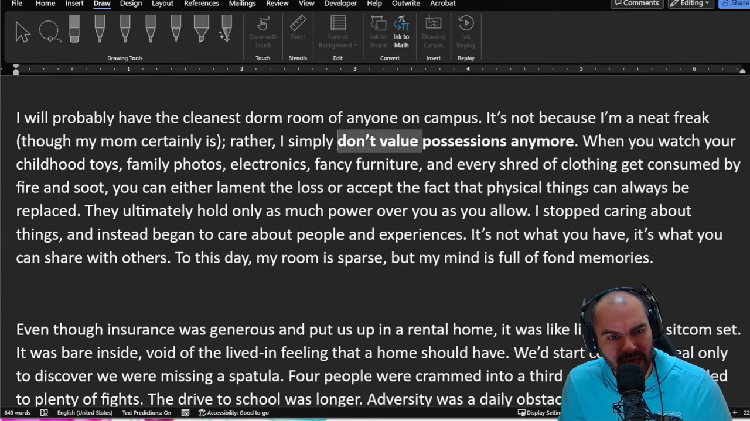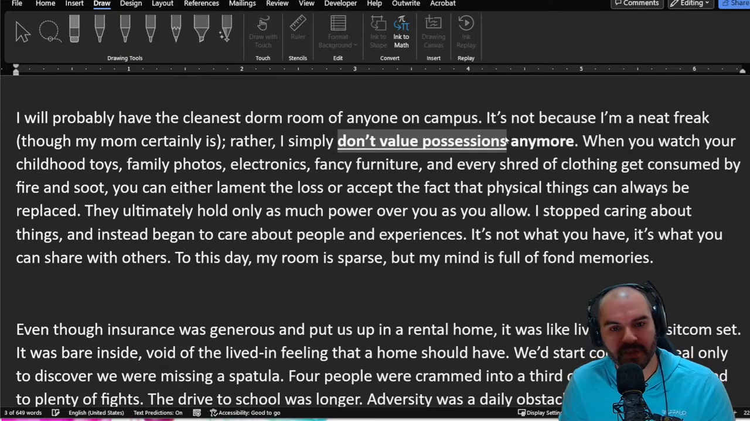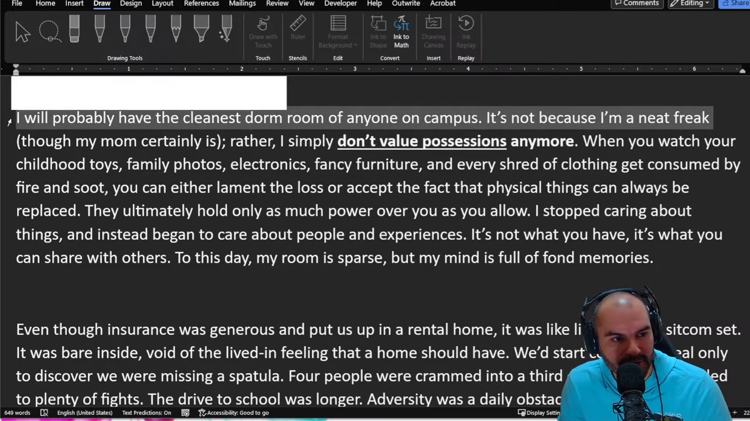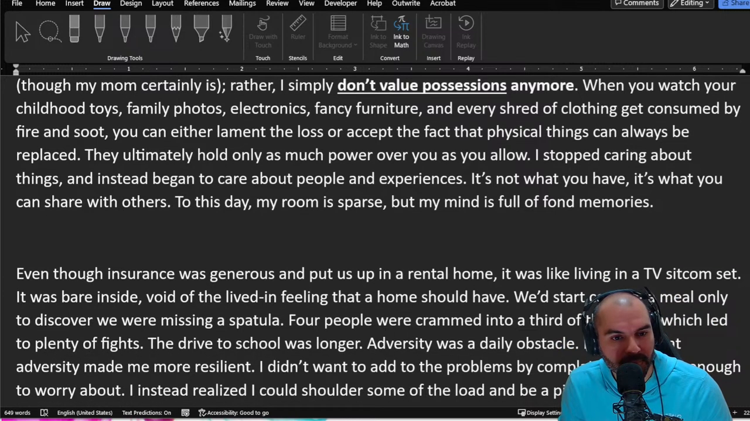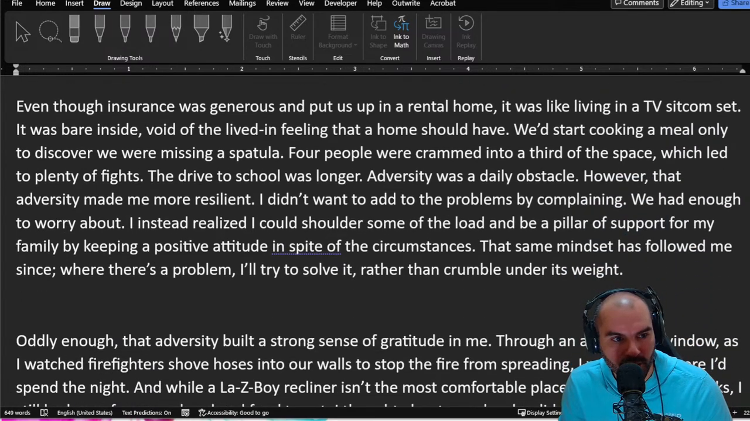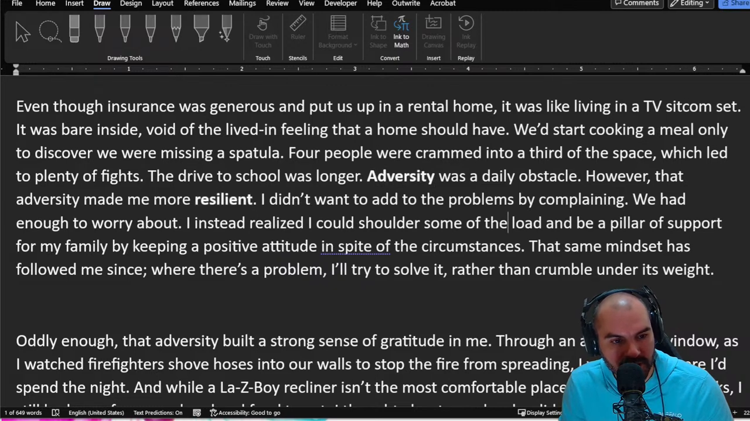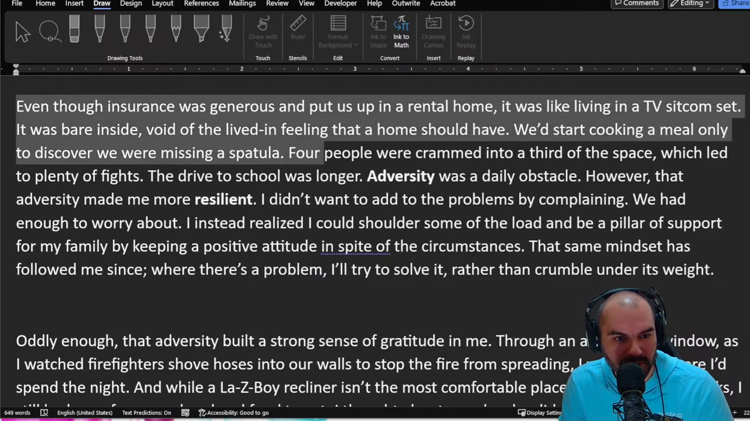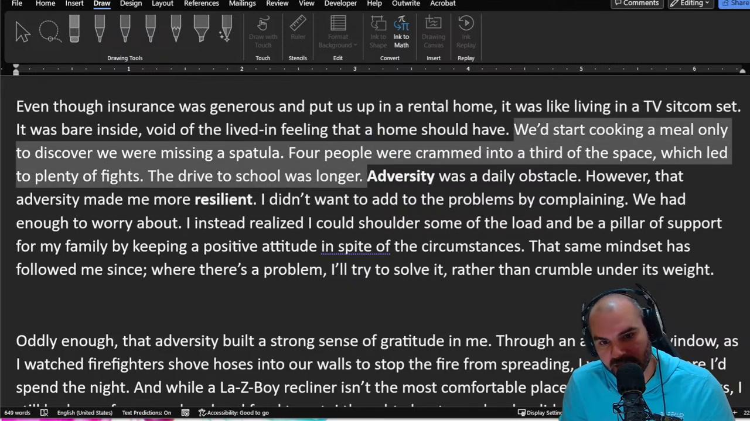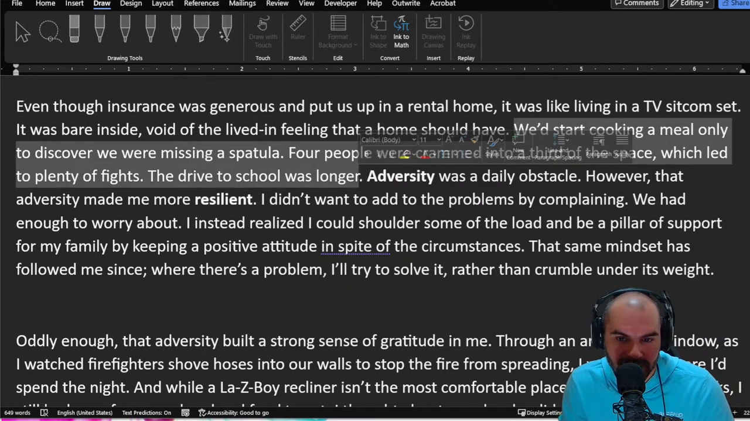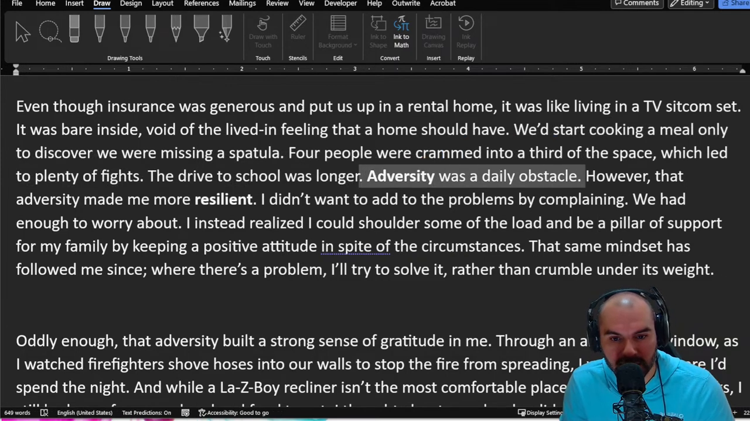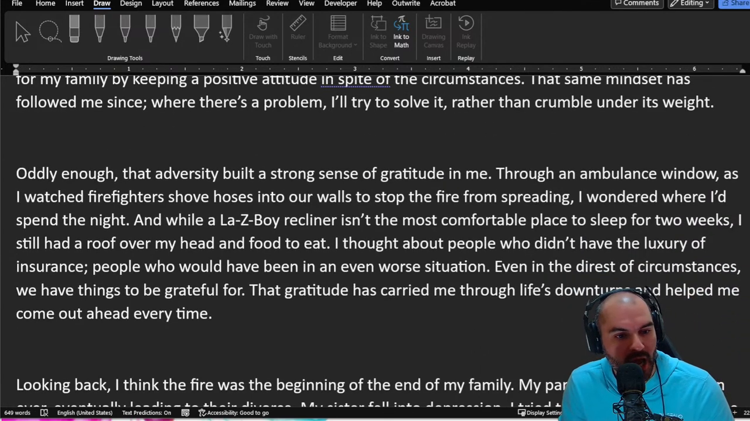So again, I established this idea of I don't value possessions anymore. This is the theme for this paragraph. I introduced it with a kind of funny college thing here, and give my feelings about it. This part, the idea of adversity, becomes the main theme, and that making me more resilient is the theme of this second paragraph. Again, by giving some details about the situation, I'm setting it up. We're talking about some of the problems that we had at the house and how those things created adversity, and that therefore created this resilience and my lessons that I was able to learn from it.